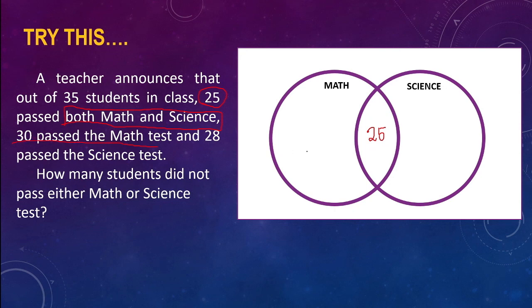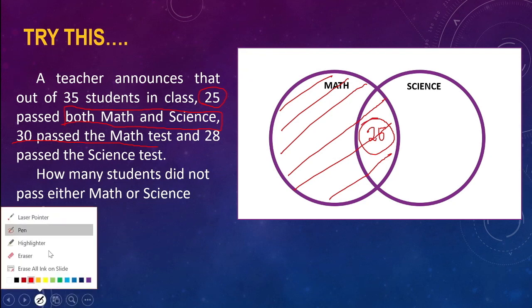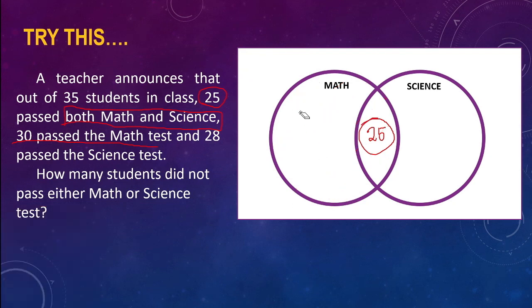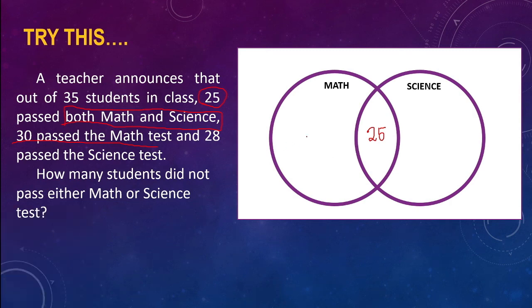So, 30 pass math test. So, yung 30, dito sa math, ito yung math. Shade natin yan. So, sabi, 30 daw yung nakapasa sa math. Eh, meron ka na agad dito 25 na nakapasa. So, ilan na lang ang kulang? So, ang kulang ay 5. Kaya ilalagay natin dyan ay 5. Yan. So, let's proceed to science.